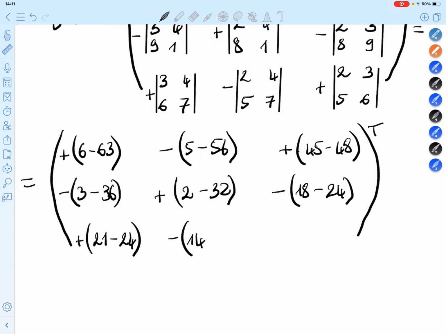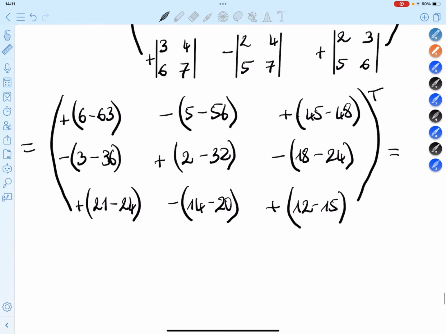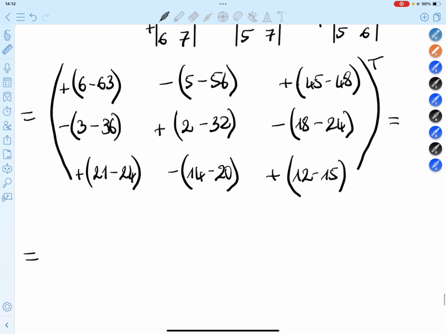Then we put minus here 14 minus 20. Then we put plus 12 minus 15. This would be equal to, here we have minus 57.